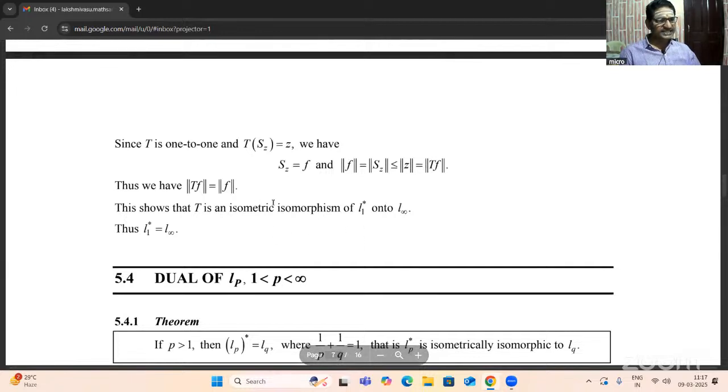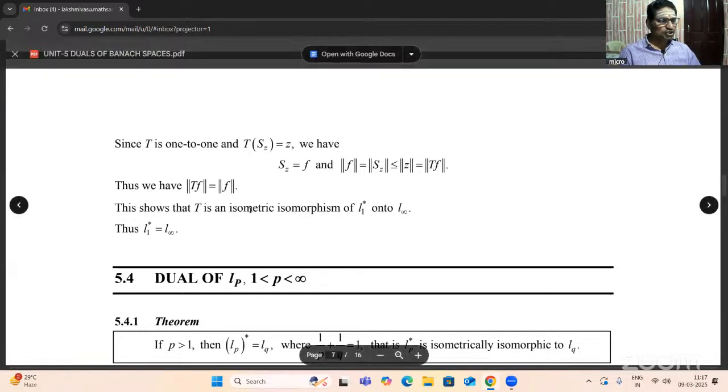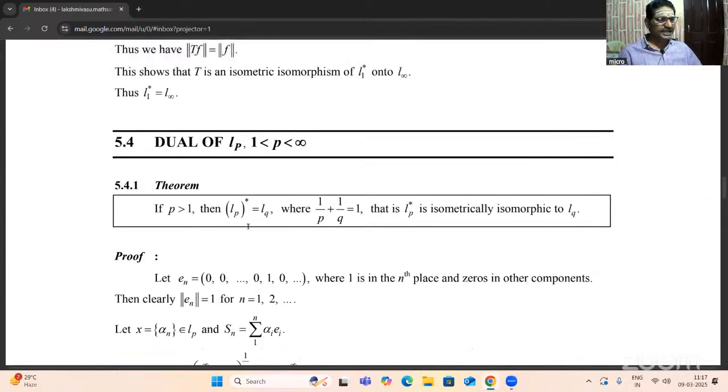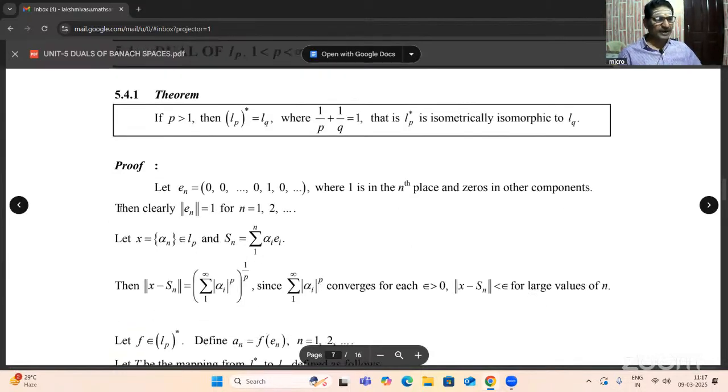This T is an isometric isomorphism of L1 star onto L infinity. So in the examination, prove that L1 star equals L infinity. Star means it is read as the dual of L1 equals L infinity, the conjugate of L1 equals L infinity. Now this theorem is important.